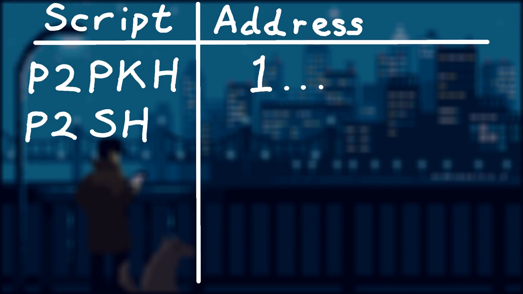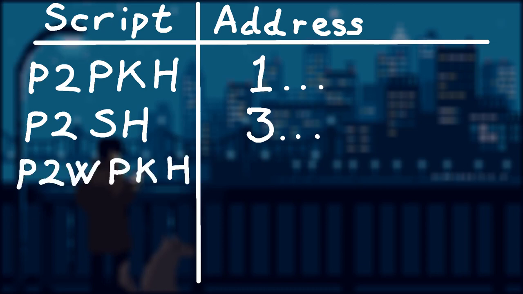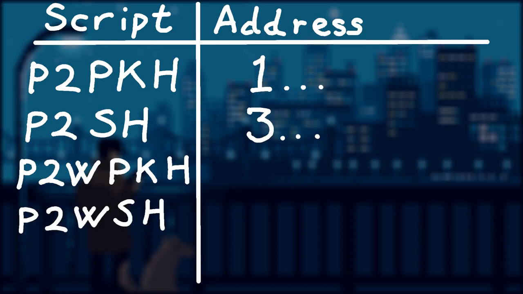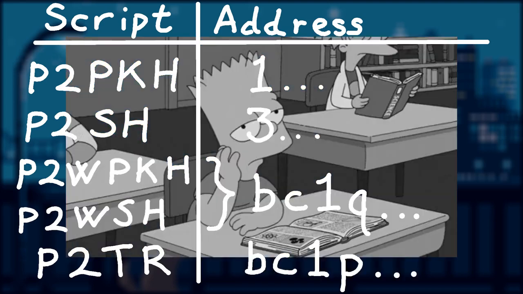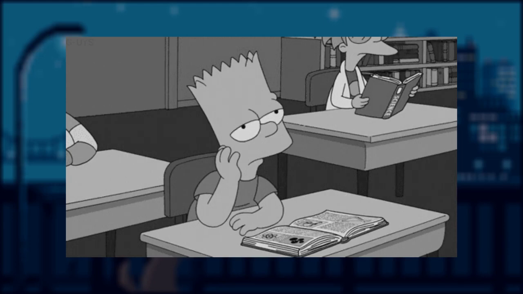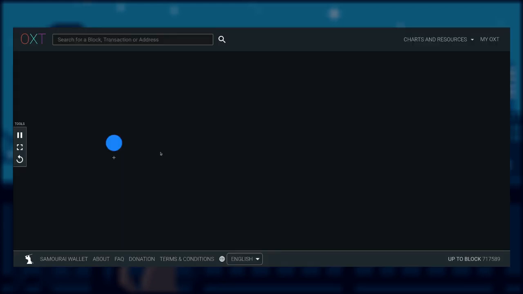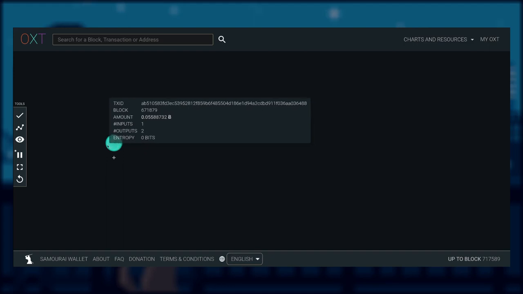First, we have the legacy pay to public key hash, which has the number 1 at the start of the address. Then we have SegWit pay to script hash, and their address starts with the number 3. Later, native SegWit was introduced, which brought pay to witness public key hash and pay to witness script hash, which both generate addresses that start with BC1Q. And more recently, pay to taproot was added, and their address starts with BC1P. Okay, theory class is over.